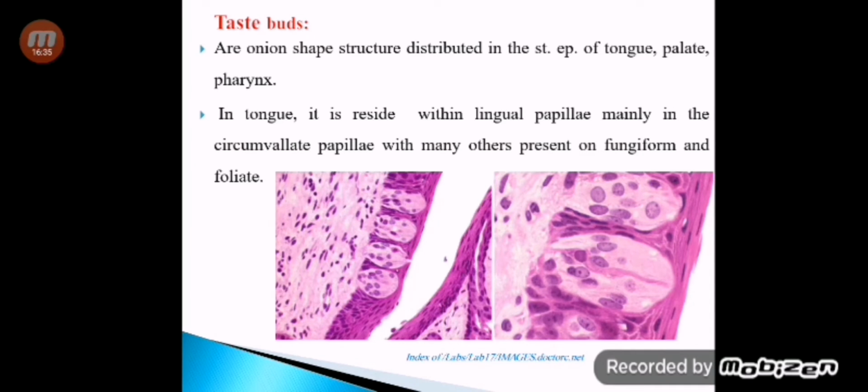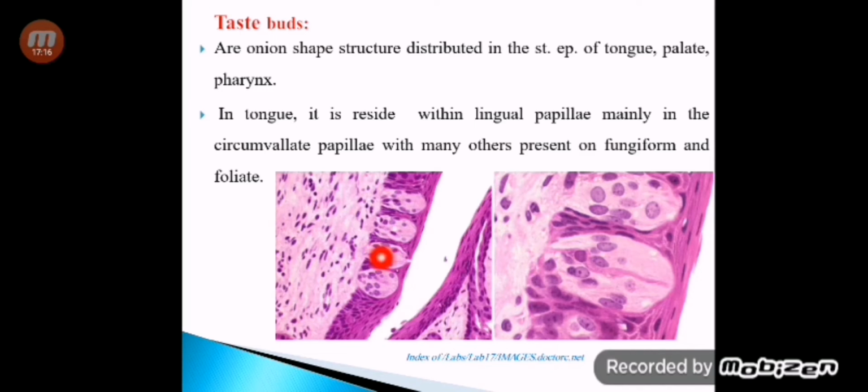Taste buds are onion-shaped structures distributed within the stratified epithelium of the tongue, palate, and pharynx. This means that taste buds are present in the lining epithelium of the mouth, in the cheeks, the palate, and the tongue. In the tongue, where do they reside? They are located within the lingual papillae that we talked about, the four types. Mainly where? Mainly in the circumvallate papillae, on the lateral side of circumvallate papillae, and others may be present on the apical surface of fungiform papillae, or the superior surface of it, and on the lateral side of the foliate papillae.